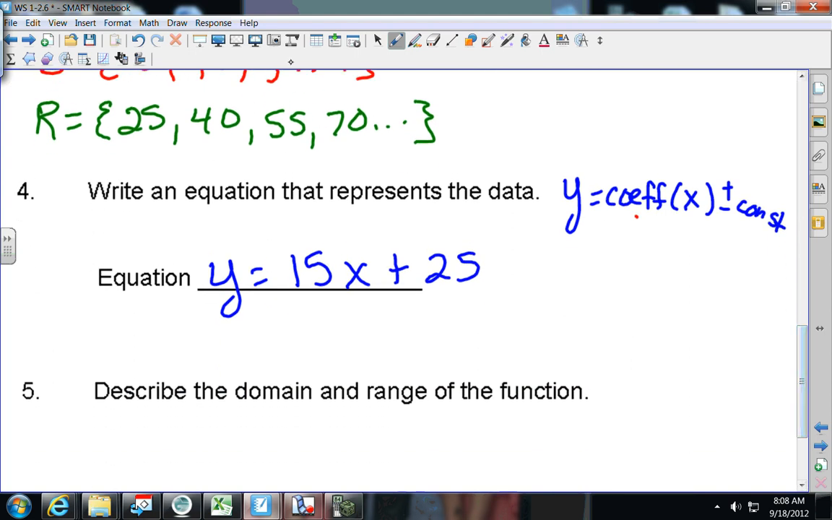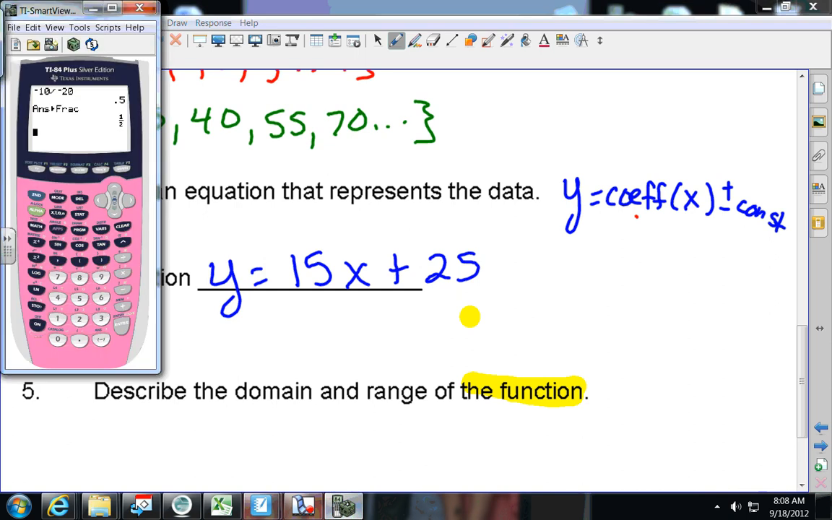Okay, so down here, it's talking about the function. Function means if I go in the calculator and put this in the calculator and I press graph. So I go to y equals and I put in there 15x plus 25 and I press graph. Does my calculator know not to go to the negatives? Well, it obviously doesn't know anything right now. Let's try to zoom out. There we go.